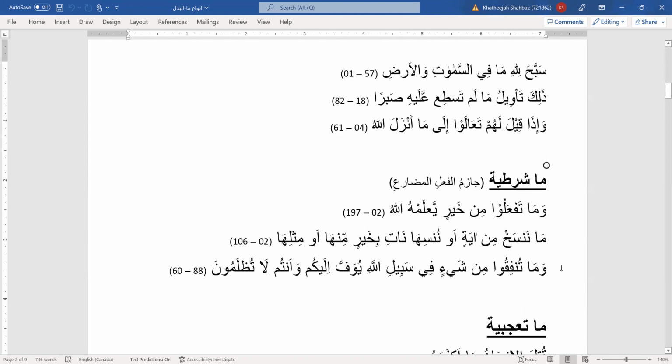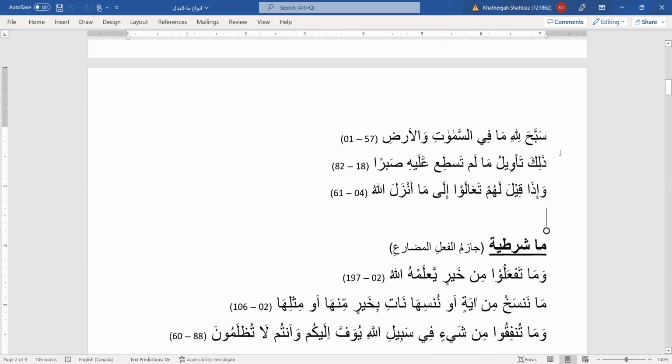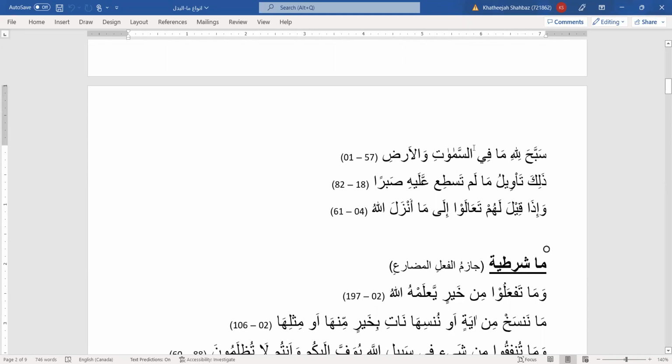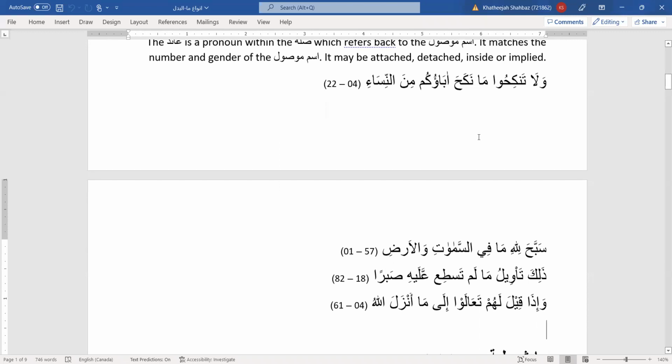A question, Brother Shabazz. This ma mawsula converts this jumla fi'liya into a fragment, is it? Yes, it's not a jumla anymore. It's a fragment. For example, it says, nakaha abaukum minan nisa. Nakaha, this is a complete sentence. When it comes with ma mawsula as a sila, and it combines with it, it's not a jumla anymore. It becomes a fragment, and as a fragment, it plays a role in the ayah. Thank you. Jazakallah khair.